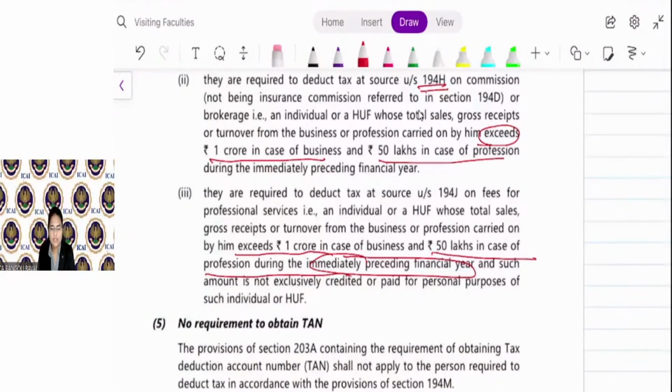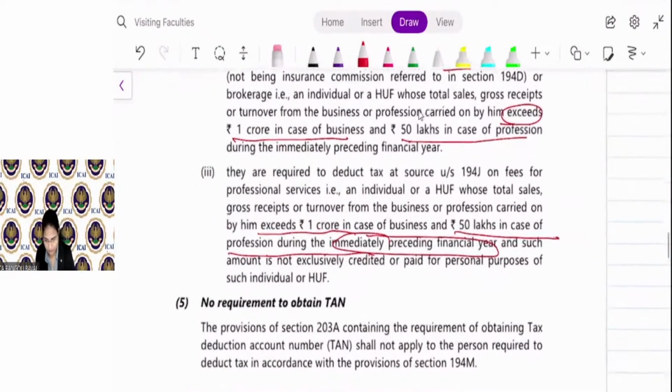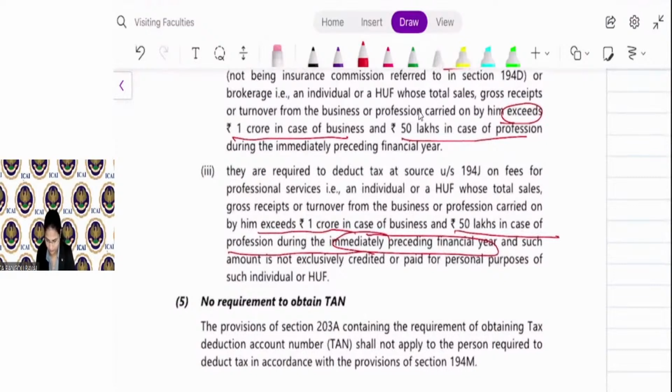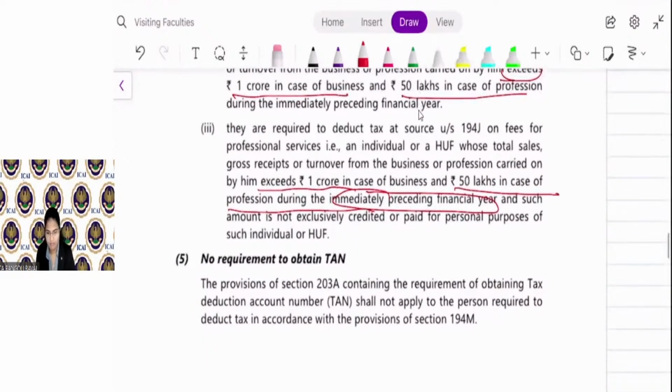Everyone clear with this? Yes or no? Mohammad, Dhyanesh, Priyanka, Kavita, Alok, Anand, clear? Yes or no?